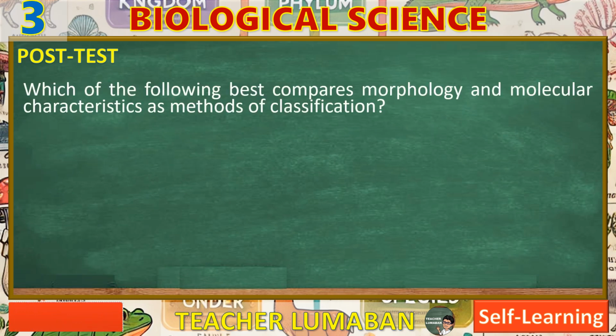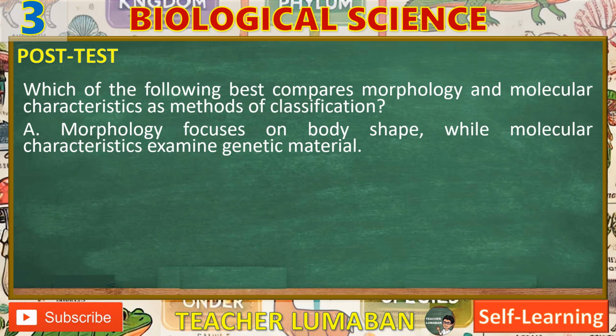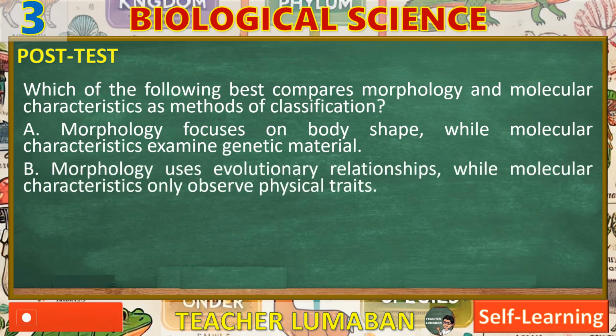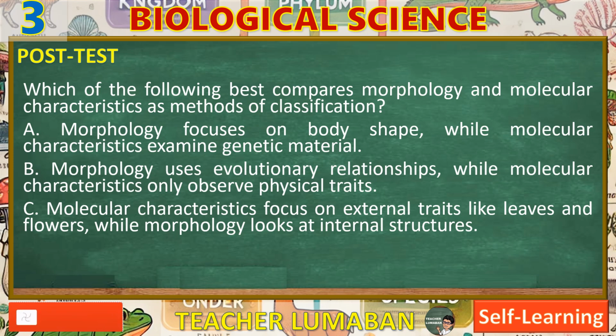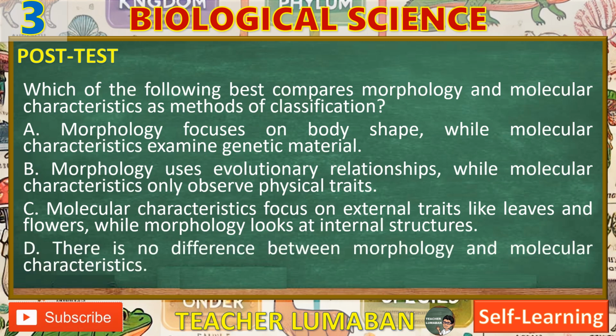Which of the following best compares morphology and molecular characteristics as methods of classification? A. Morphology focuses on body shape, while molecular characteristics examine genetic material. B. Morphology uses evolutionary relationships, while molecular characteristics only observe physical traits. C. Molecular characteristics focus on external traits like leaves and flowers, while morphology looks at internal structures. D. There is no difference between morphology and molecular characteristics.